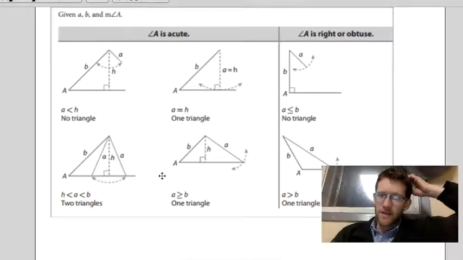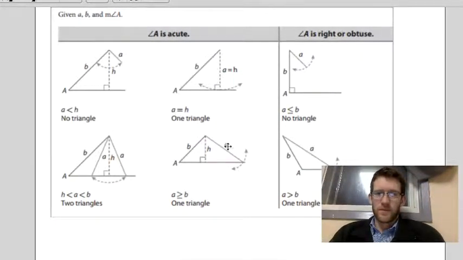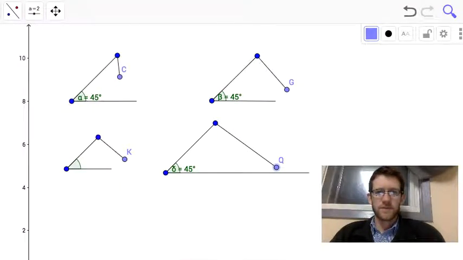And then finally, if our side A here is really long, and it's much longer than side B, then it can't make an angle over here, but it can form a triangle by connecting way over here. So there's one possible triangle. I'll show you, I made a little GeoGebra for this. Let's show it to you guys.